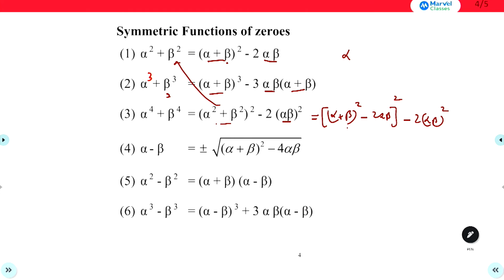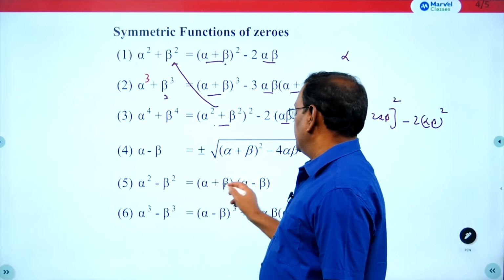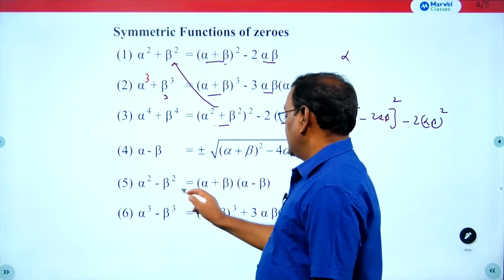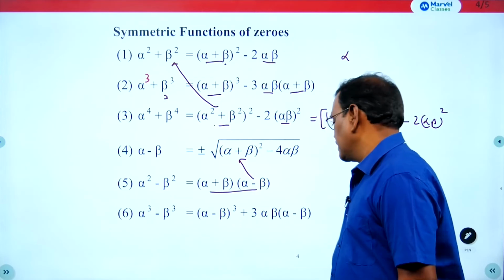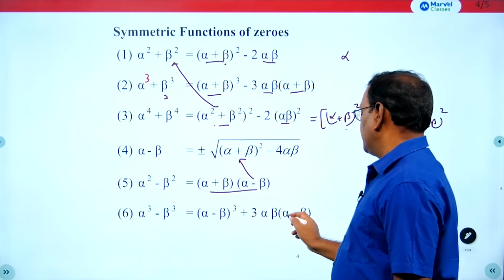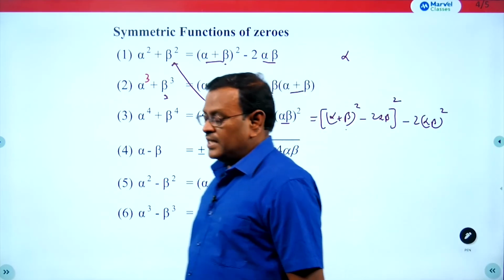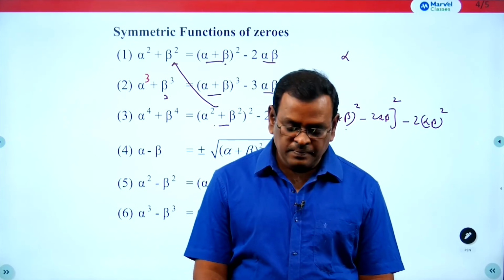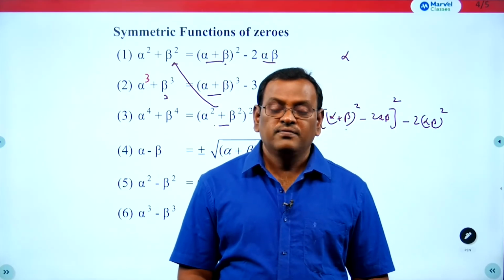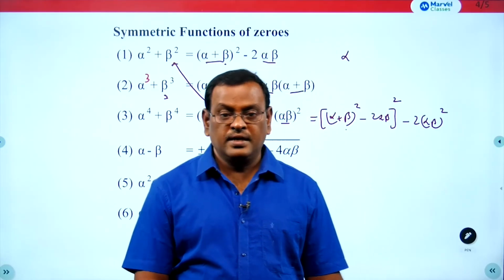And alpha minus beta equals plus or minus the square root of alpha plus beta whole square minus 4 alpha beta. Alpha square minus beta square equals alpha plus beta into alpha minus beta. To find these two values, you need to find alpha minus beta first. And alpha cube minus beta cube equals alpha minus beta whole cube plus 3 alpha beta into alpha minus beta. This is a very important concept for section C and section D questions: if a quadratic polynomial is given, without finding alpha and beta, find the value of an expression which contains alpha and beta. These two are the important topics for the current academic year. Thank you.